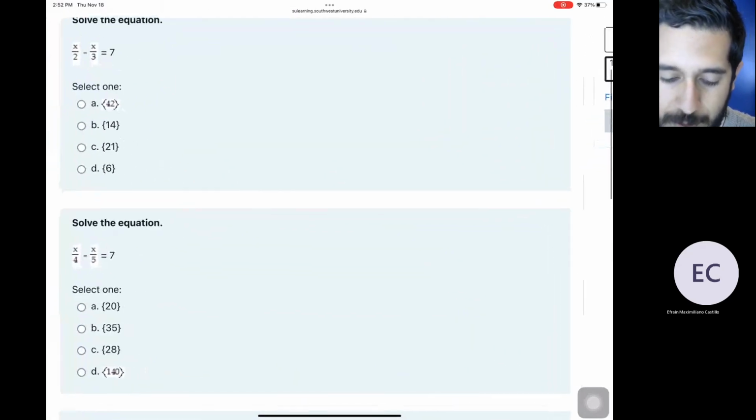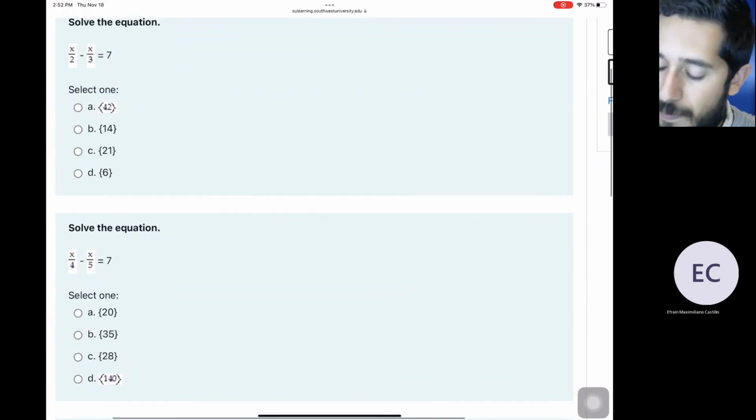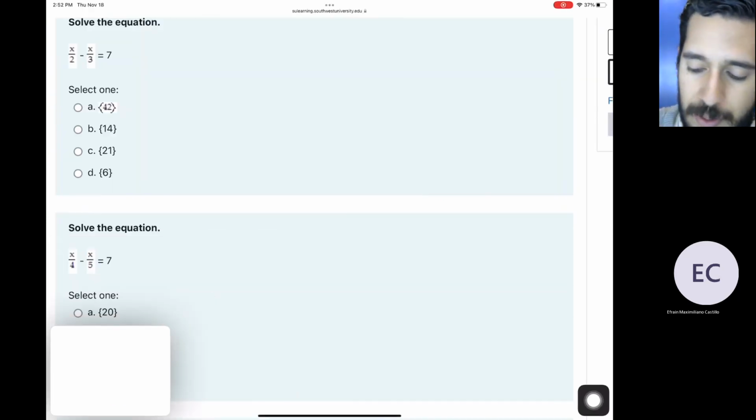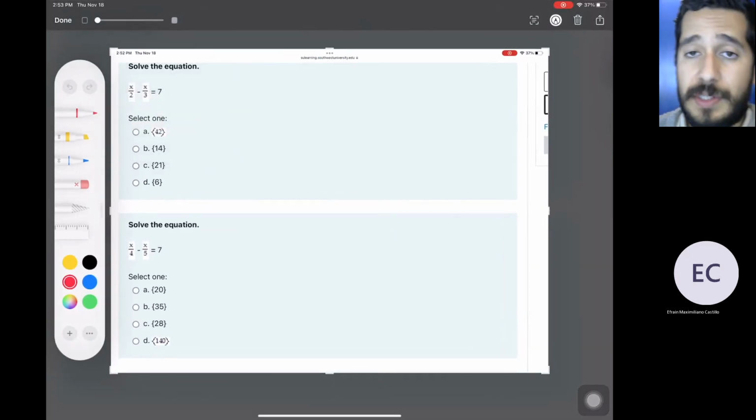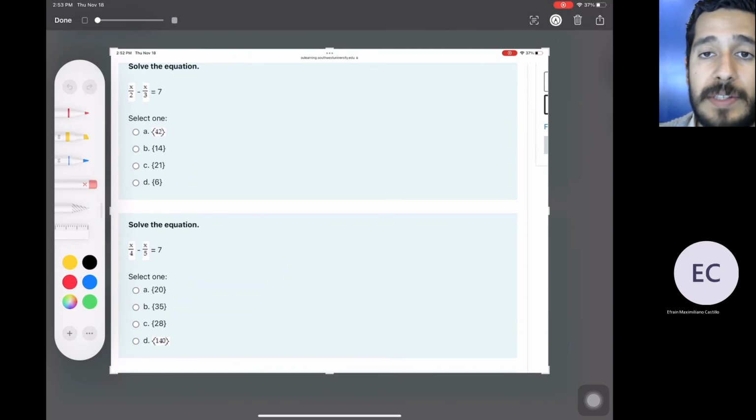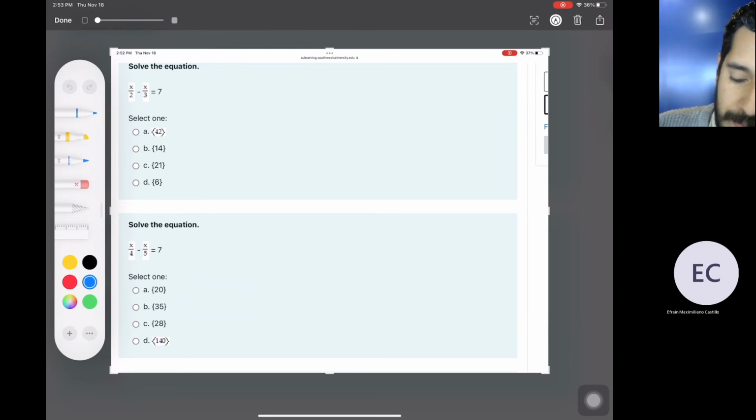The last kind of problems that I'm going to show you here also include fractions. So let me take a quick photo here. And it looks like I have two fractions to work with, x divided by 2 minus x divided by 3 equals 7. The steps are going to be the same, which is get rid of the fractions first, and then get rid of the parentheses, get rid of the pluses and minuses, and then get rid of multiplications and divisions.